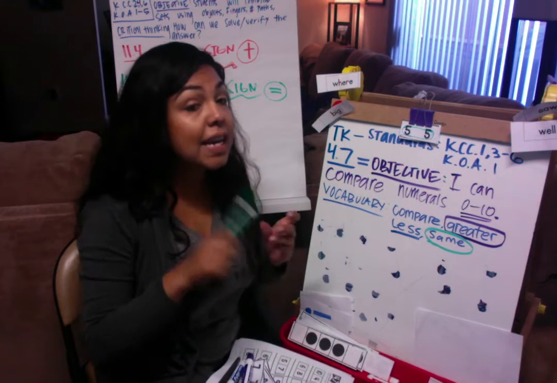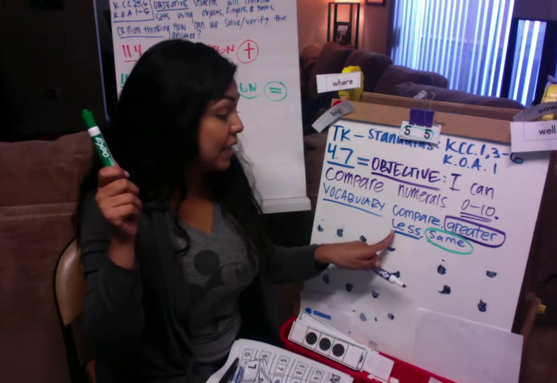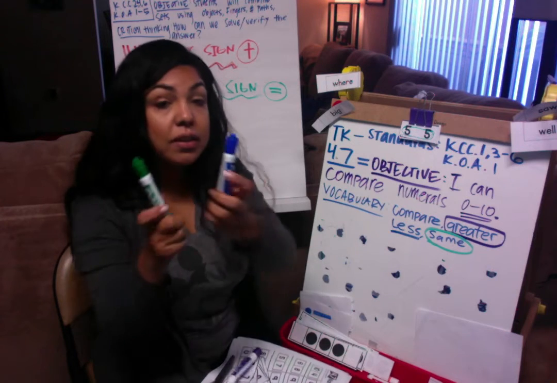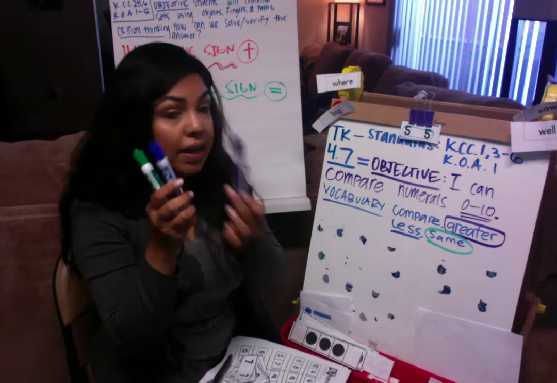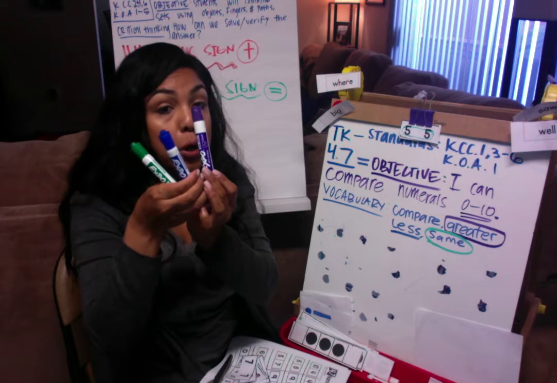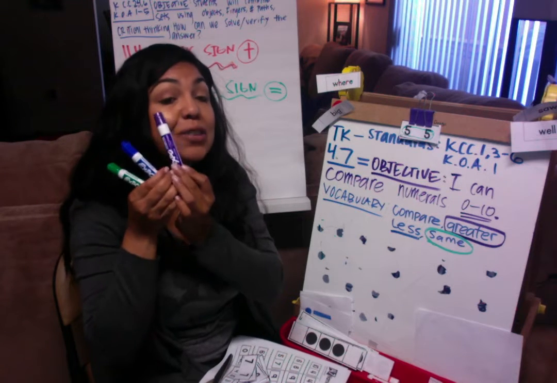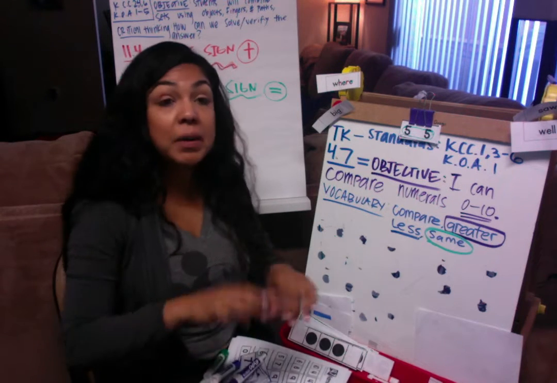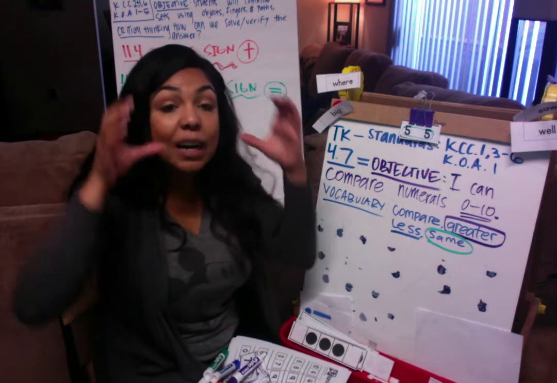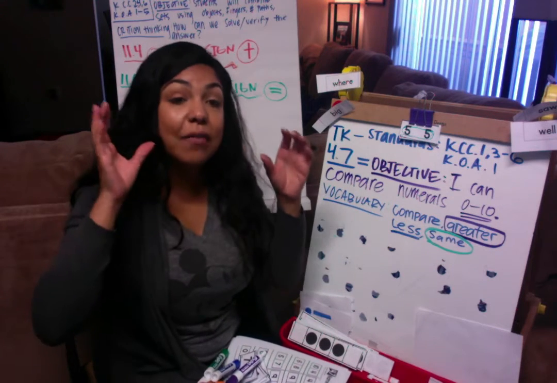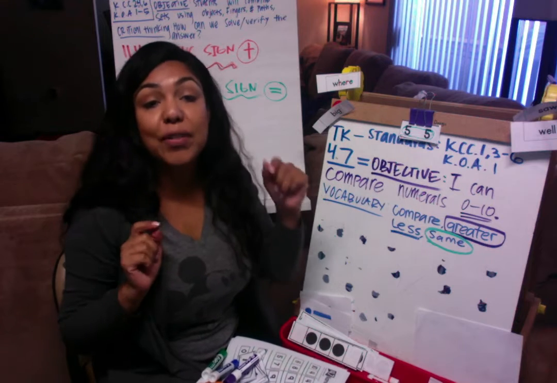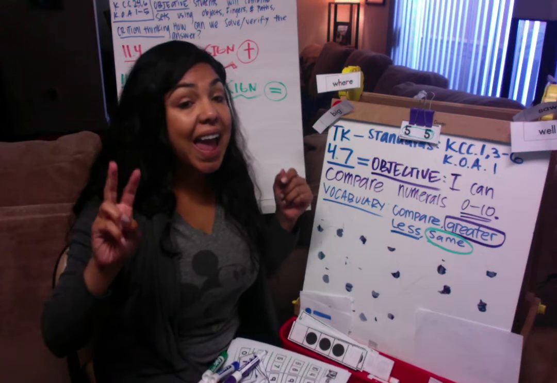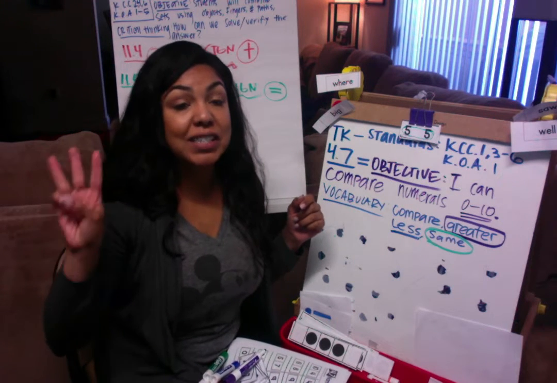So if it's the same, I'm going to use green. If it's less, I'm going to underline with a blue. If it is greater, I'm going to circle with a purple. Good. When you guys are done, I want you guys to put them all on your carpet. And I want you guys to take a picture of all the work that you did. Make sure all your circles and underlines are there. Green, purple, and blue. Okay, make sure it's the correct colors.